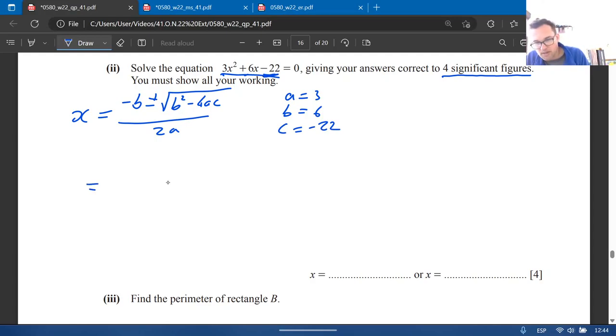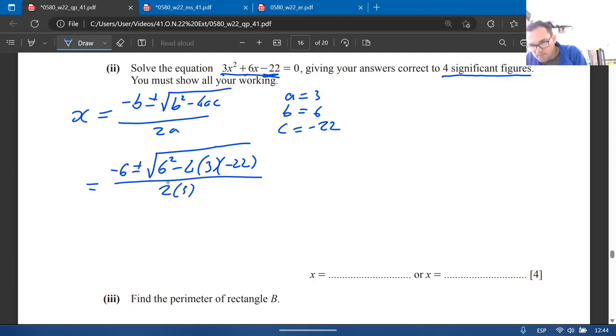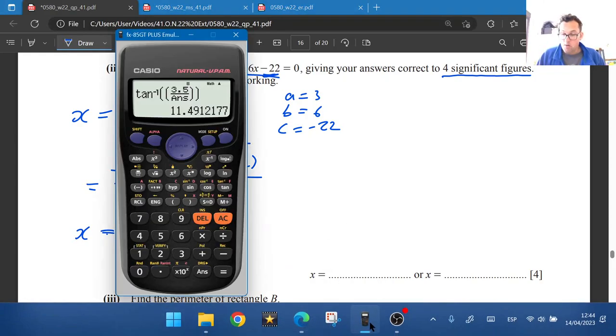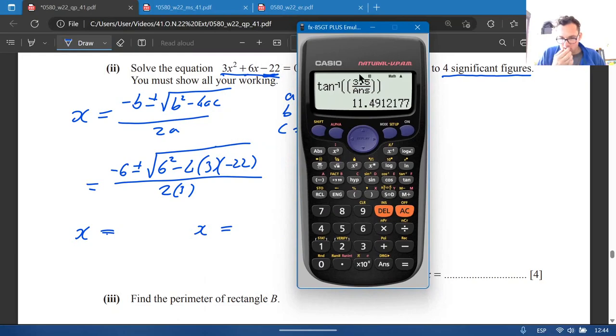So, let's substitute that in. So minus 6 plus or minus the square root of 6 squared minus 4, a was 3, c is negative 22, extend that line over 2 times 3. Okay, remember, we're going to get two answers. One with a negative, one with a positive. It won't always be a negative and a positive answer. So let's put that in. Minus 6. Let's do the plus first. Plus the square root of 6 squared minus 4 times 3 times negative 22, over 2 times 3. Bam. One answer.